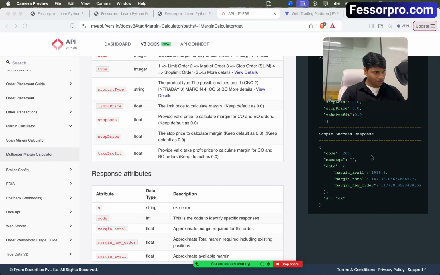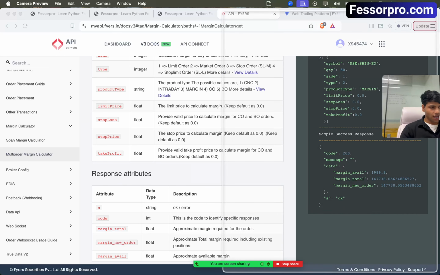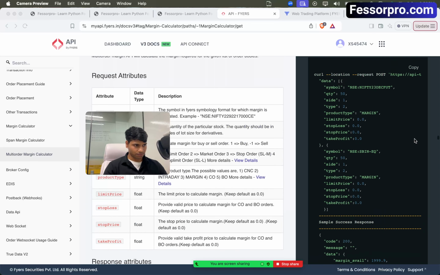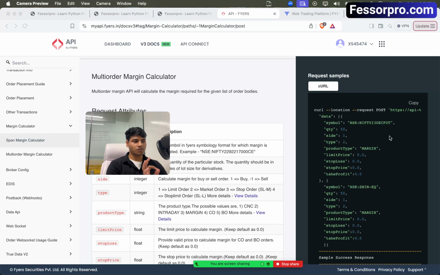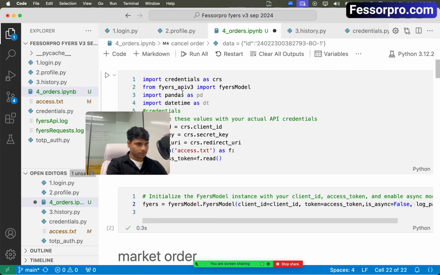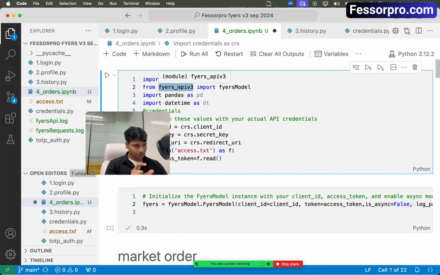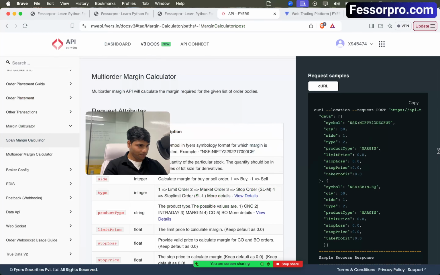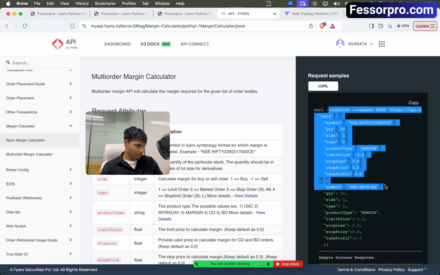Okay, so just for this, I'm going to show you how to write Python code if they don't provide you any Python script. What it means is that in the Fyers API 3 Python wrapper library, the Fyers model library that we are using, they haven't coded this section yet. It might be in their pipeline, but for some reason it's not complete yet.